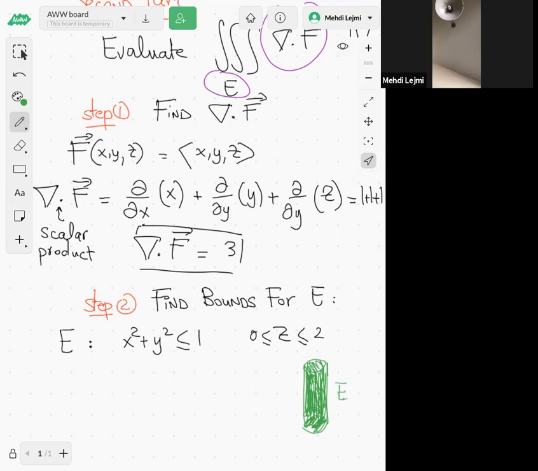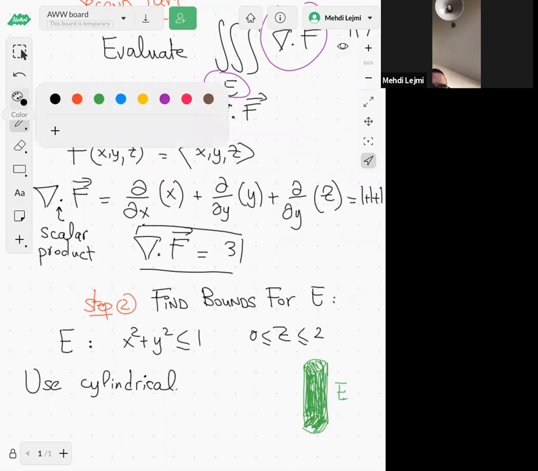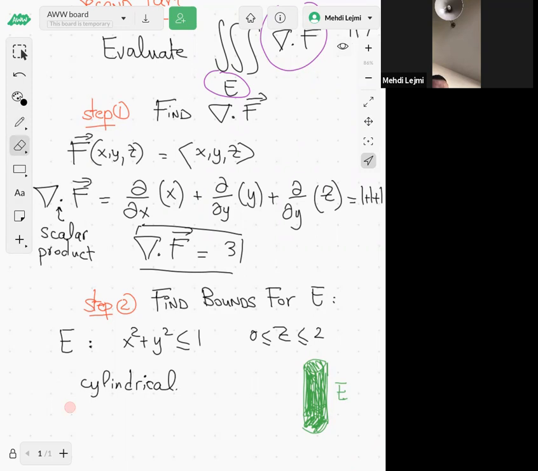Well, it's the inside of a cylinder, so if you want to find the bounds for E, remember, like what we did for triple integrals, it's better to use cylindrical coordinates. So we're going to use cylindrical coordinates. All right, well, first, let me just write down here. So what's my triple integral? So we have this triple integral.